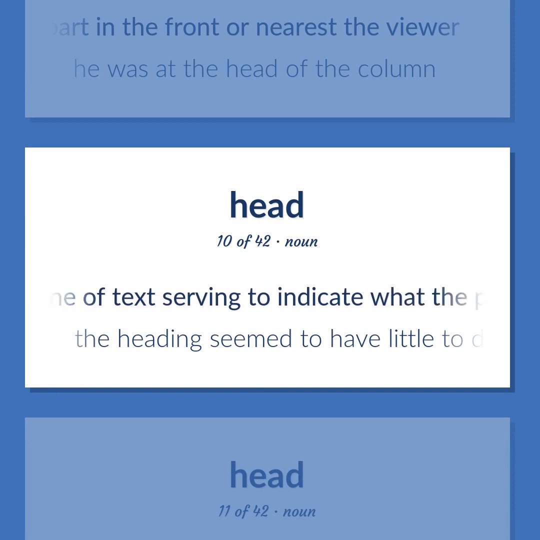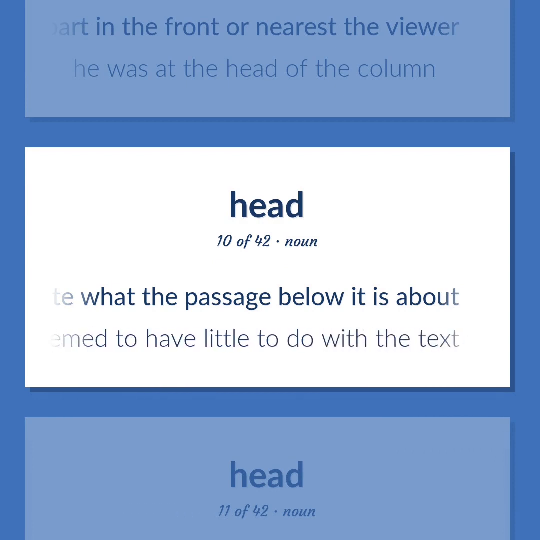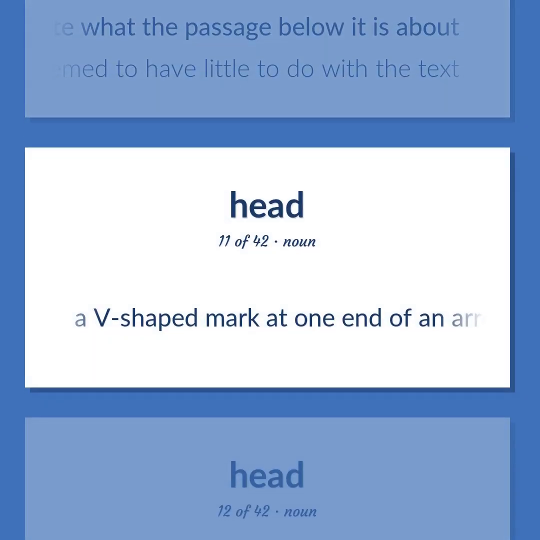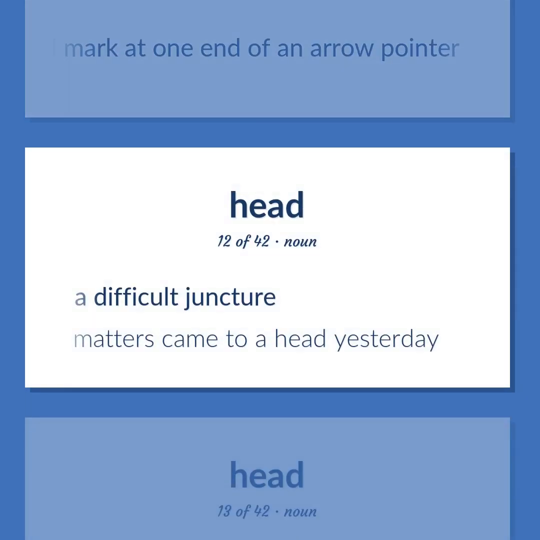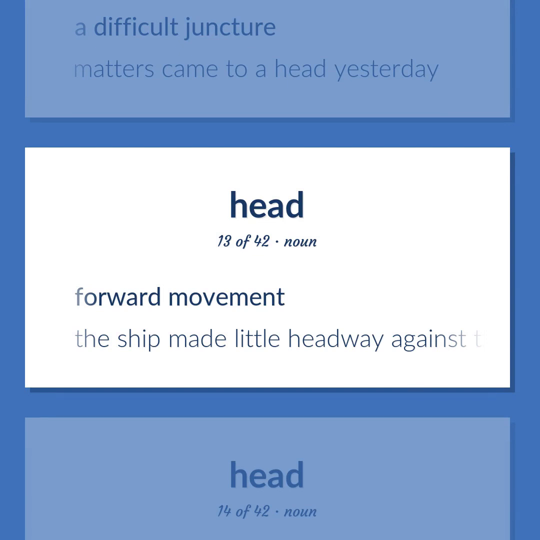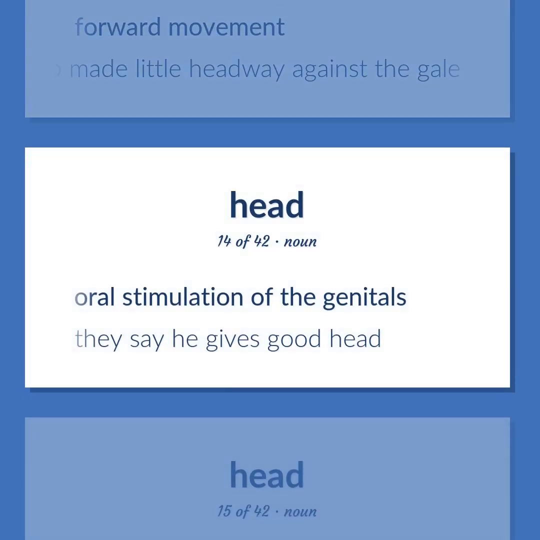A line of text serving to indicate what the passage below it is about. The heading seemed to have little to do with the text. A V-shaped mark at one end of an arrow pointer. A difficult juncture. Matters came to a head yesterday. Forward movement. The ship made little headway against the gale. Oral stimulation of the genitals. They say he gives good head.